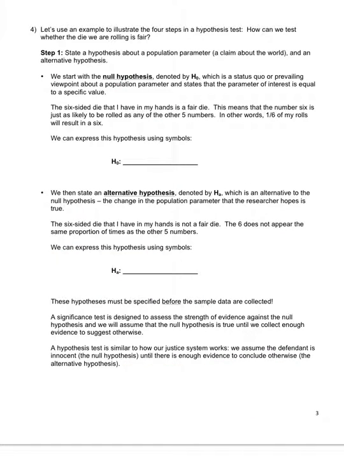All right, so let's use an example to illustrate the 4 steps in a hypothesis test. So how can we test whether the die we are rolling is fair? So step 1 is where we state our hypotheses.